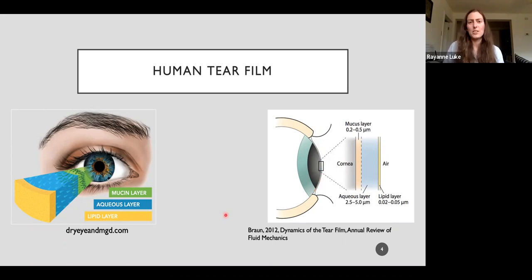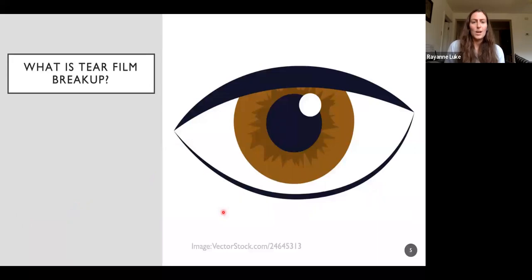Our big motivation for why we study this is we would like to understand dry eye disease. Our work deals mostly with healthy patients, so they don't have dry eye disease, so that we can best understand the control subjects first, and then eventually move to look at this condition. Before I get into what dry eye disease is, first I have to tell you what tear film breakup is.